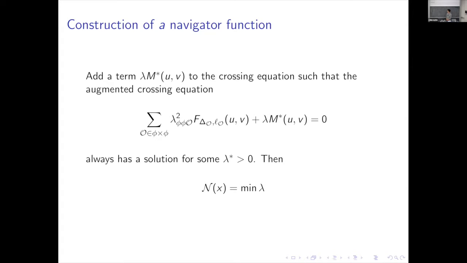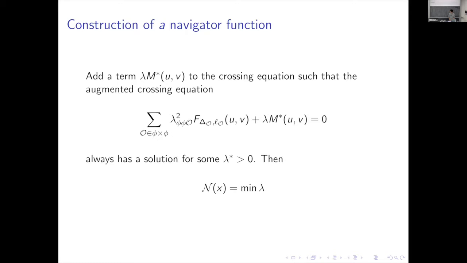And if the minimal value of lambda is below 0, then we can just take a convex linear combination of the solution with this minimal value and of the known solution with this lambda star, which is greater than 0, to obtain a solution with lambda equals 0, which is our original crossing equation. So indeed, when this minimal value of lambda is below 0, we can construct by hand a solution to crossing, and so we've defined a nice navigator function.